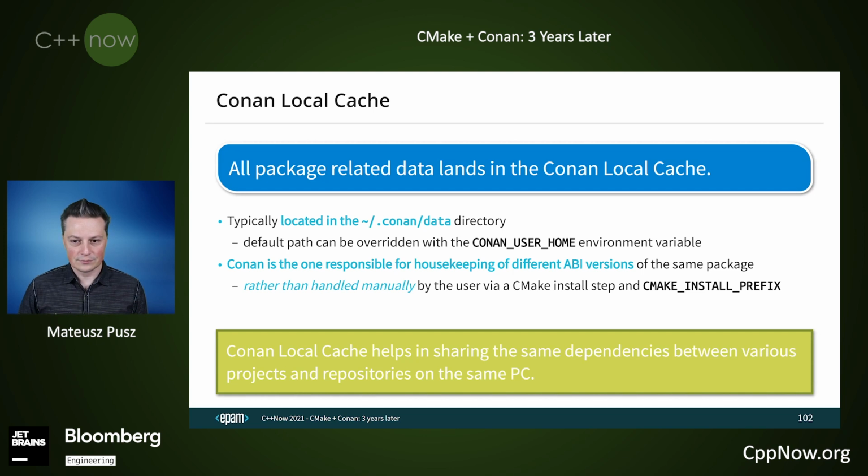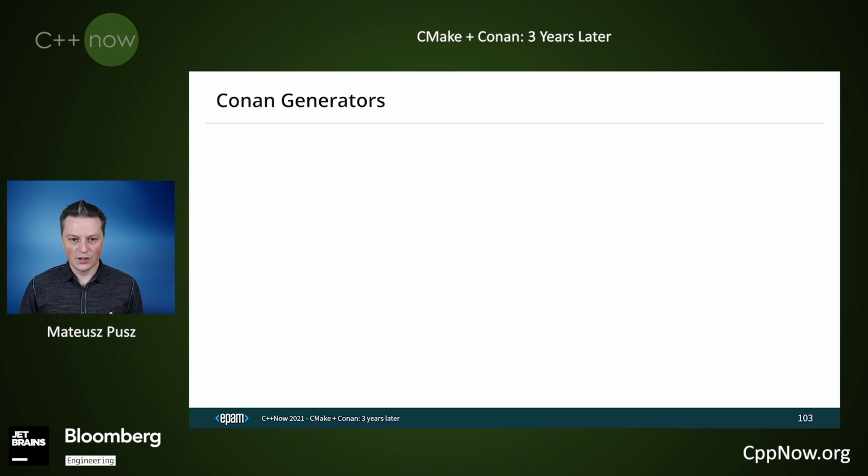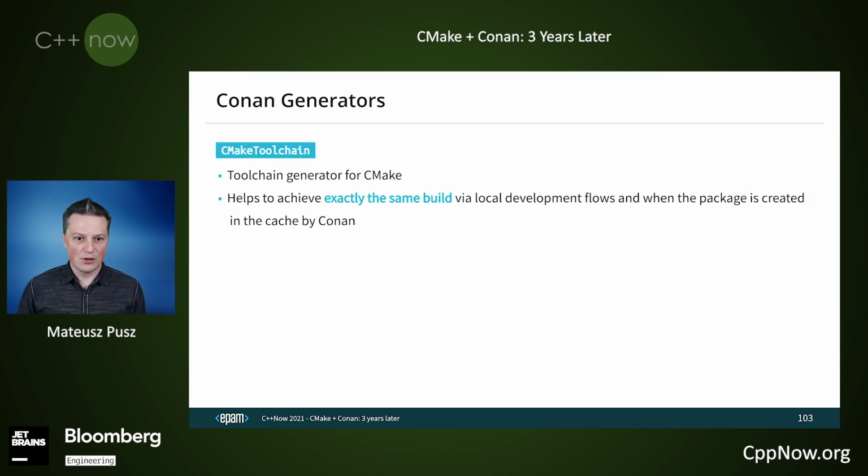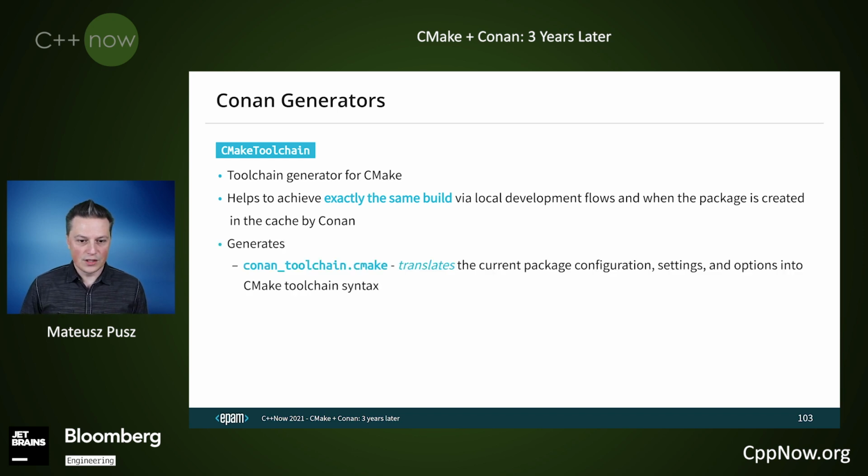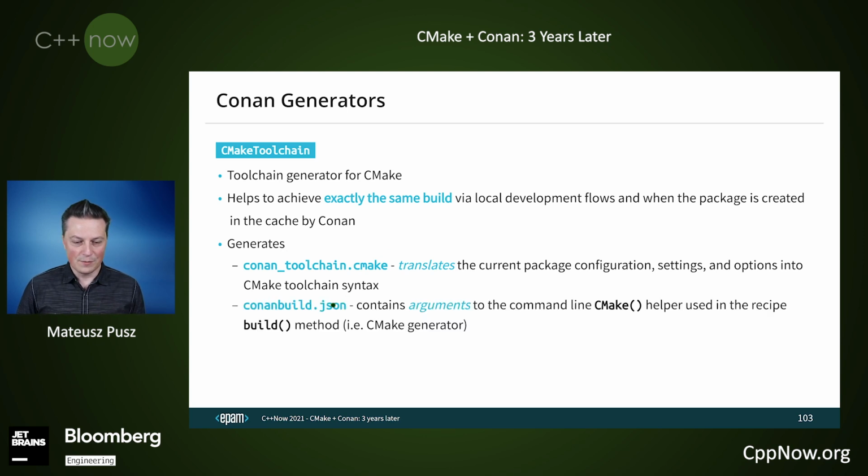Generators. The most important generators are CMake toolchain, the one that generates the toolchain file, and it helps to achieve exactly the same build, no matter if you are building with Conan or with CMake directly. It generates the Conan toolchain CMake file, and a Conan build JSON with information, for example, about the generator that should be used with this file. Or if you're using MSVC compilers, you will have a Conan VC vars bat that allows you to initialize the environment for the specified Visual Studio compiler.